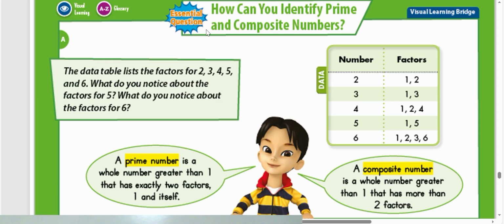How can you identify prime and composite numbers? Right, number 2 has 2 factors, then 2 is a prime number. 3 is prime, 3 can be divided by itself and 1, so it has 2 factors. 4 we call a composite number, we have 3 factors. 5 is prime because 5 can be divided by itself and 1 only. 6 can be divided by itself, 1, 2 and 3, we call it a composite number. A composite number is a whole number greater than 1 that has more than 2 factors. A prime number is a whole number greater than 1 that has exactly 2 factors, 1 and itself.